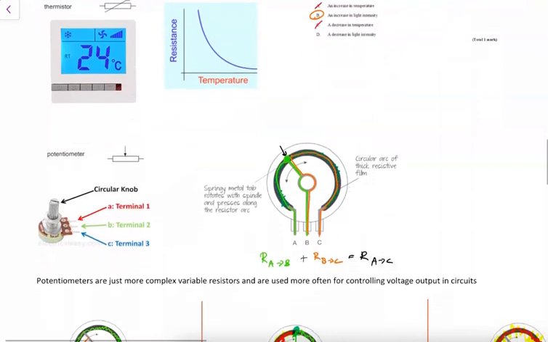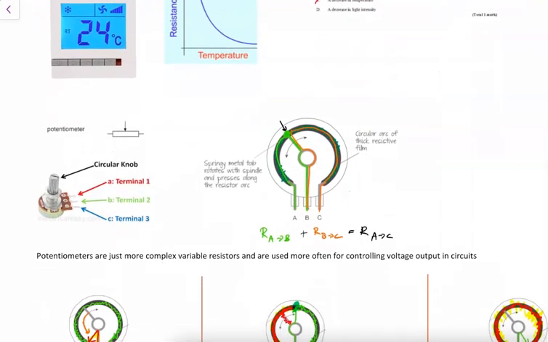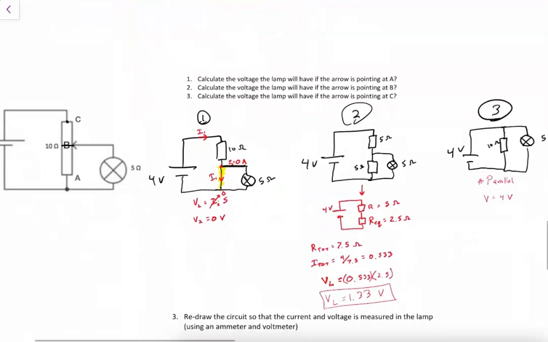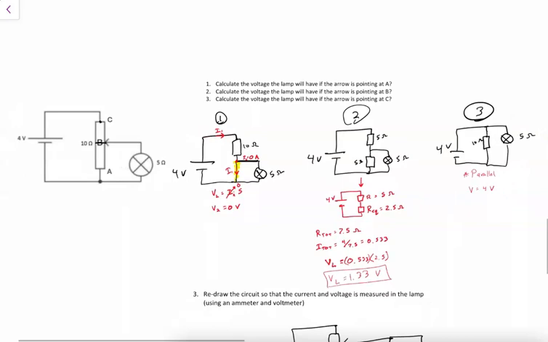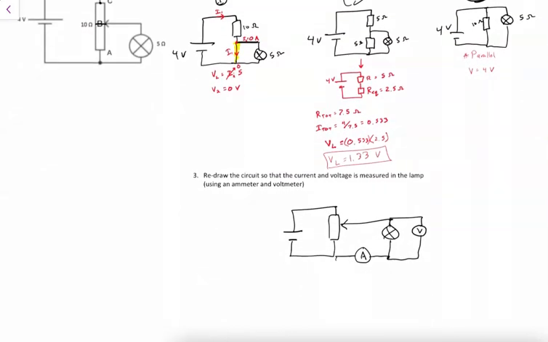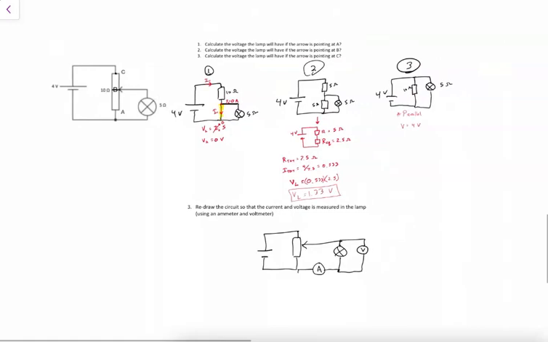And then we said, well, potentiometers are also kind of useful. They are more complex variable resistors, and we can use them to control the voltage in a lamp or in a specific component if we connect it in this sort of way. And then we can also use this type of circuit to help us determine VI, so voltage current characteristics of a given component or resistor. That should do it.